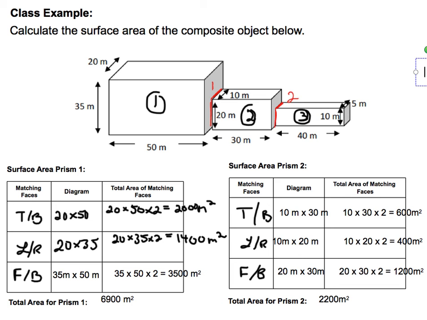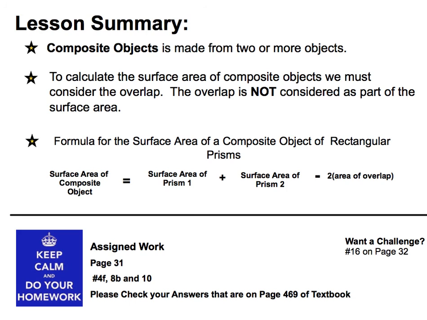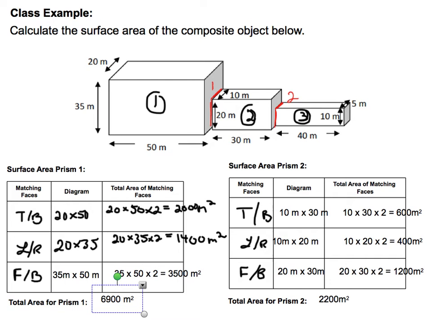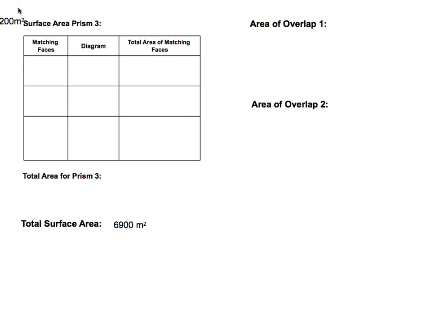So I'm going to just transfer these two numbers over to my next slide. So 6,900. Oh, maybe I can copy and paste this. Let's see. So Prism 1, 6,900. I'll add in my plus signs. Okay. And Prism 2, 2,200. Let's put in my plus. Okay, so far we're just doing our total surface area. That's Prism 1, this is Prism 2.